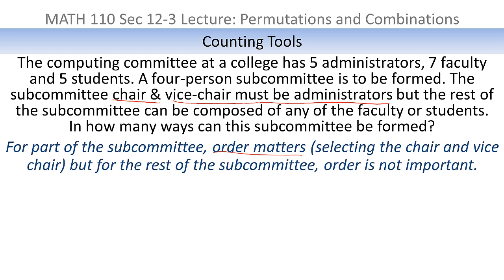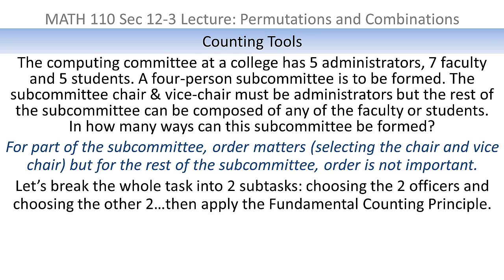But it says the rest of the committee is just whoever from the faculty or students. So if you choose one faculty, one student, or 2 students, or 2 faculty, or some combination thereof, it doesn't really matter what order you get them in, they just pop onto the subcommittee. So this problem has 2 aspects. Part of your selection procedure is going to be choosing an ordered arrangement. Part's going to be an unordered arrangement. And the number of ways you can do both goes back to the fundamental counting principle. You just take the product of the ways of doing each individual.